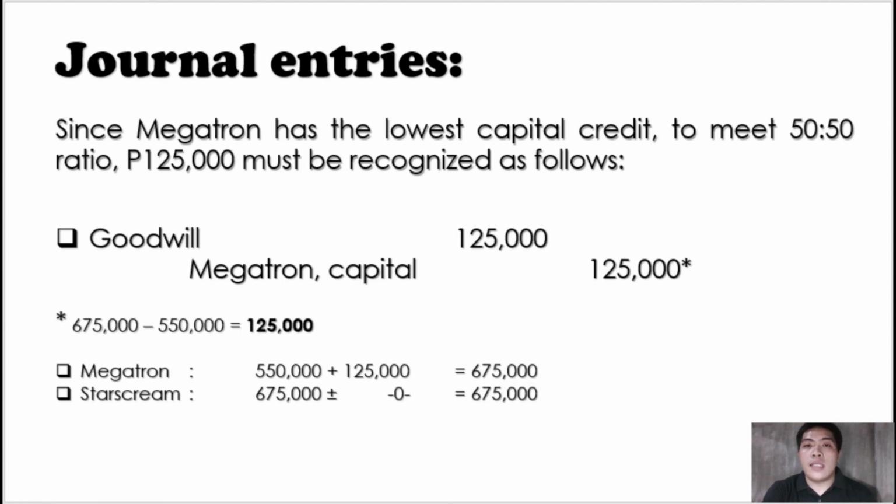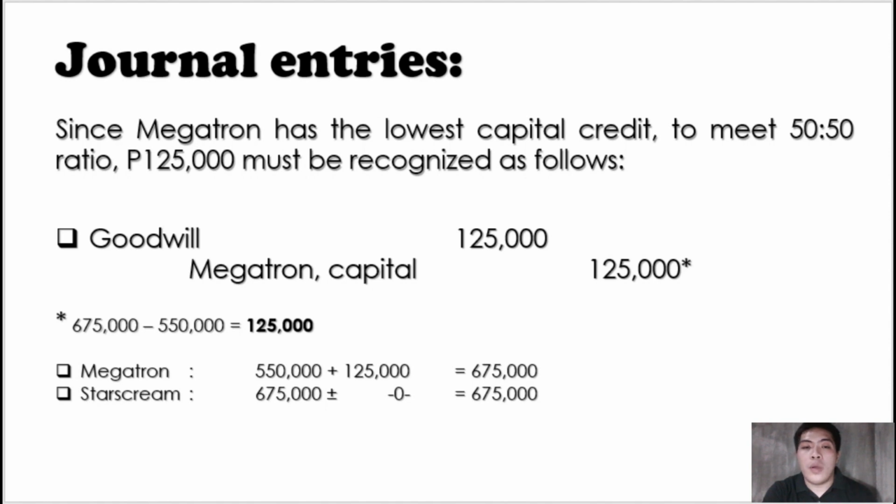Since Megatron has the lowest capital credit, to meet 50-50 ratio, 125,000 must be recognized as follows. So, since siya naman yung may pinakamaliit na capital credit, to arrive with 50-50, goodwill must be recognized. So, yung magre-recognize niyan, yung partnership, then capital credit kay Megatron, 125,000. In order to equalize lang dun sa ratio nila ng capital interest na 50-50.